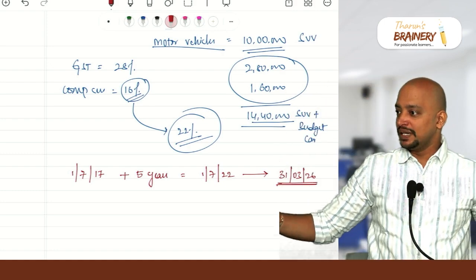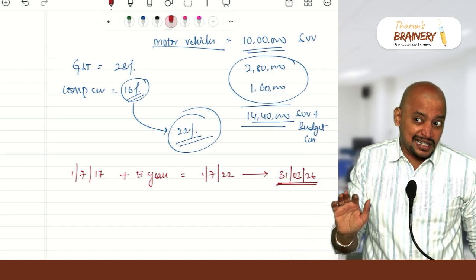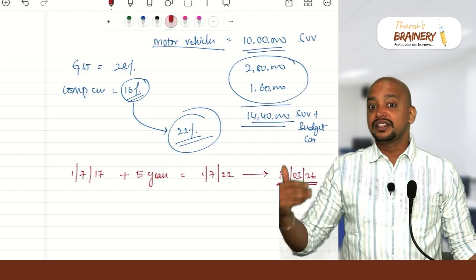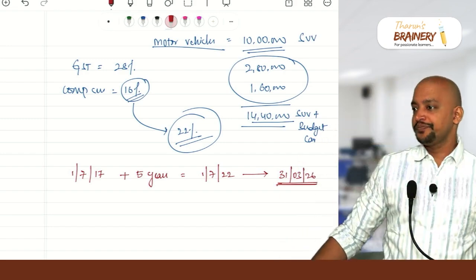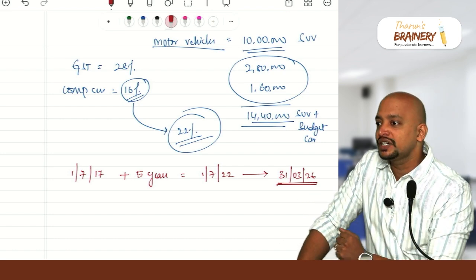The general public are the sufferers. Sir, is the compensation cess applicable on all goods or only on notified goods? Only on notified goods. But these notified goods are not one or two. We have a big list of notified goods. I gave you an example of motor vehicles.